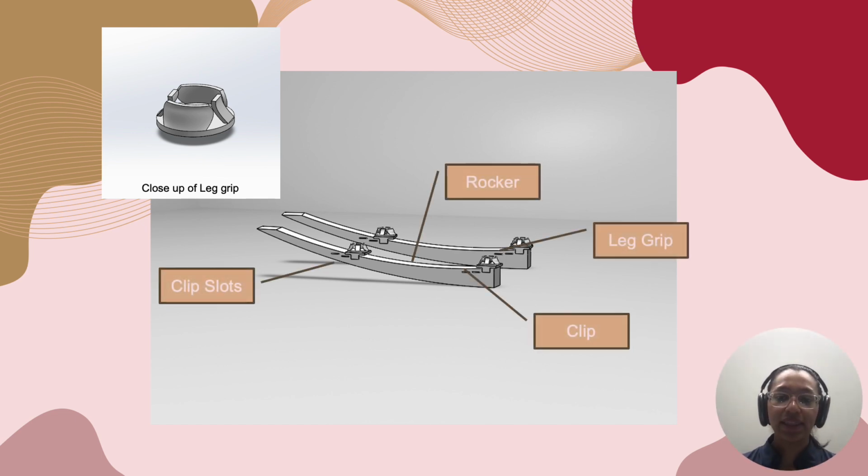Here we actually have a labeled view there, sort of like we previously mentioned. You can see the rocker being the base, the leg grip, the clip, and the clip slots, and as well a little close-up of the leg grip itself.